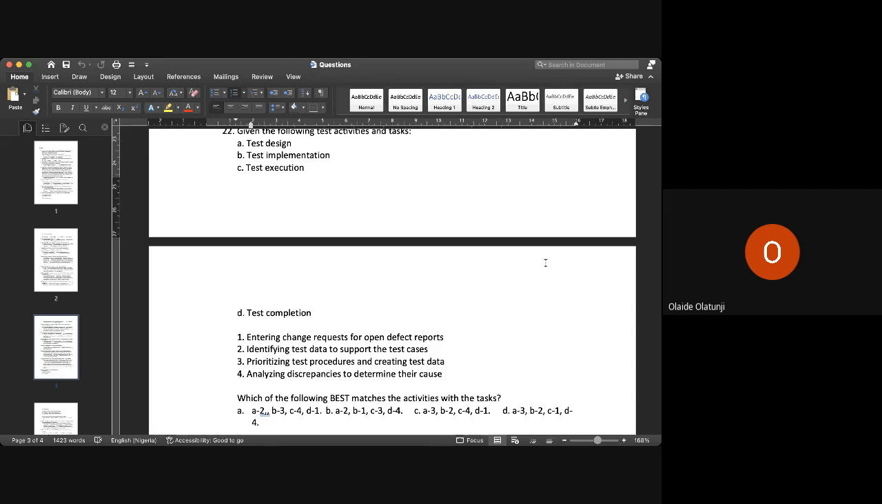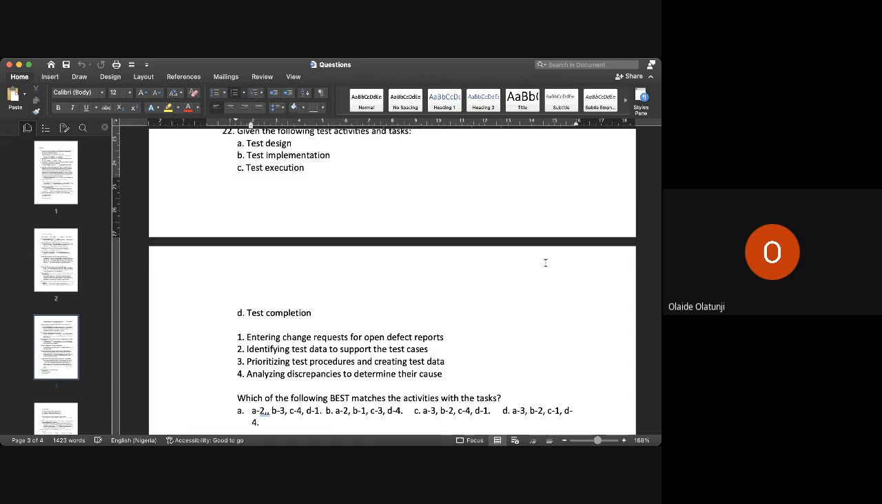So what we did was, even if we are not sure about the other test activities, let us do the ones that we are sure, right? And we established that test design is 2, A is 2, then test completion is 1. Now we've eliminated every other one, and we are now left with just one option. And the option says test implementation is prioritizing test procedures and creating test data, which I can reason with, right?